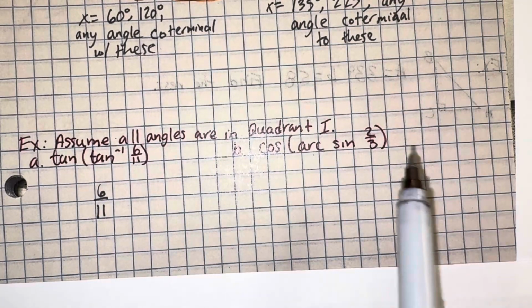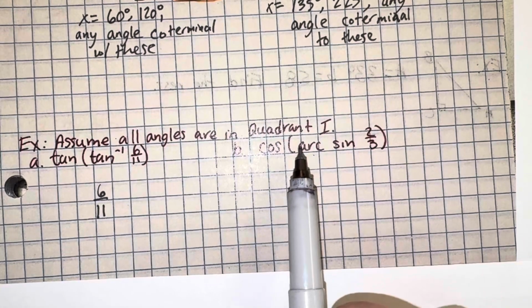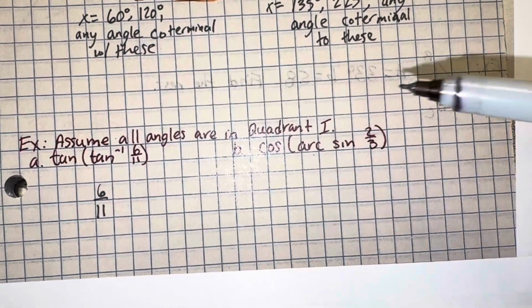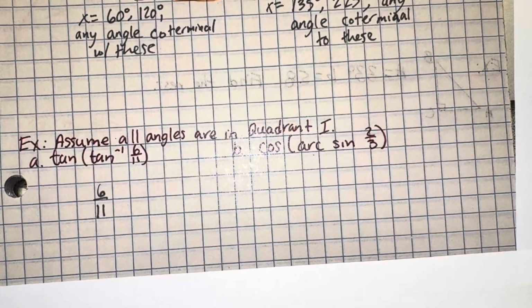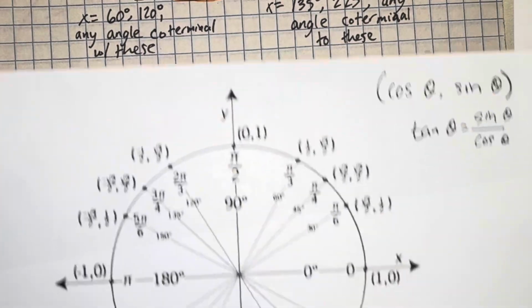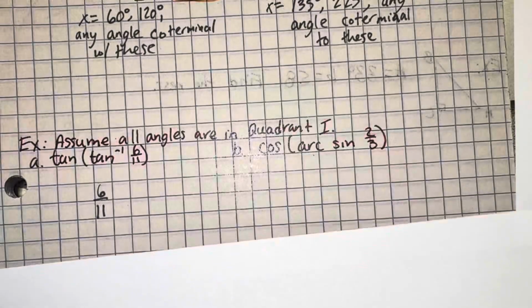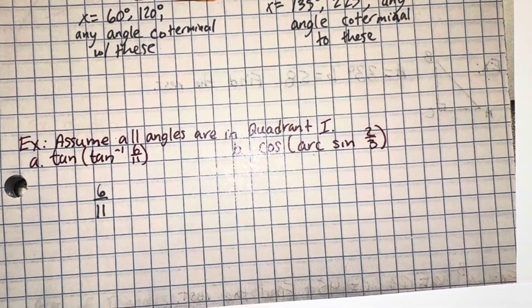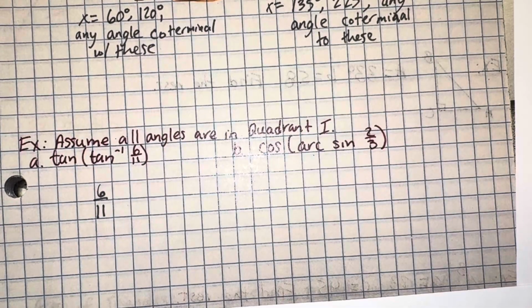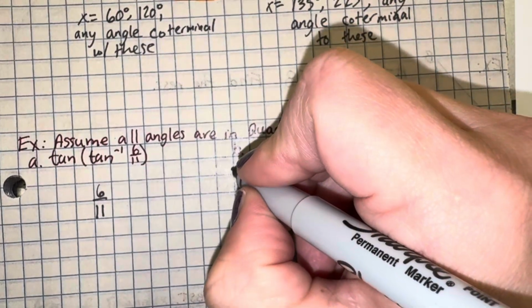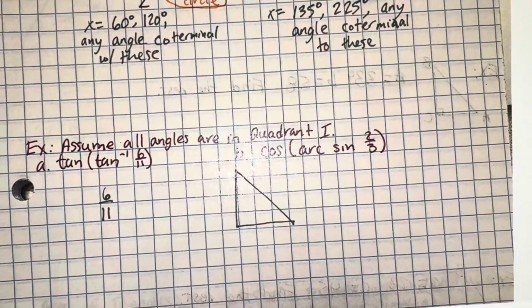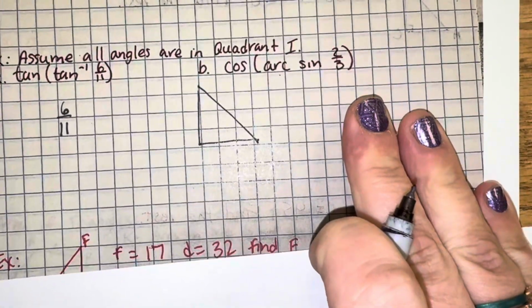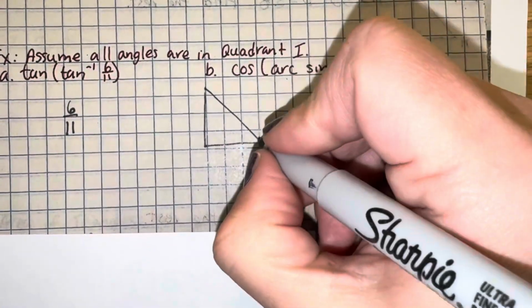But let's look at this next one. This next one says that I would like to get the cosine of the arc sine of 2/3, or the inverse sine of 2/3. 2/3 is not something on my unit circle, so that's out now. Okay, so now I'm going to think of this in terms of a triangle. I'm going to make a triangle here, and in my triangle, I have some angle right here.